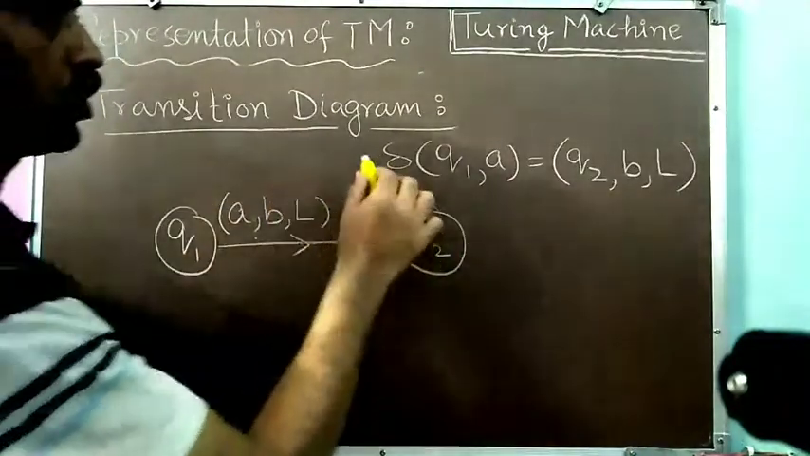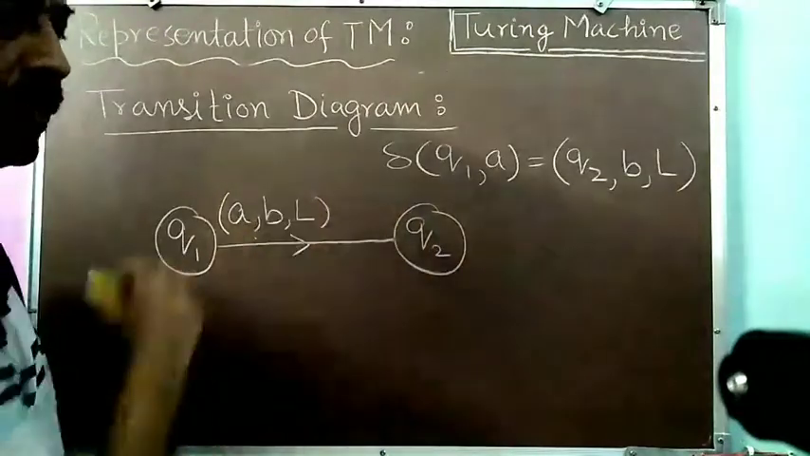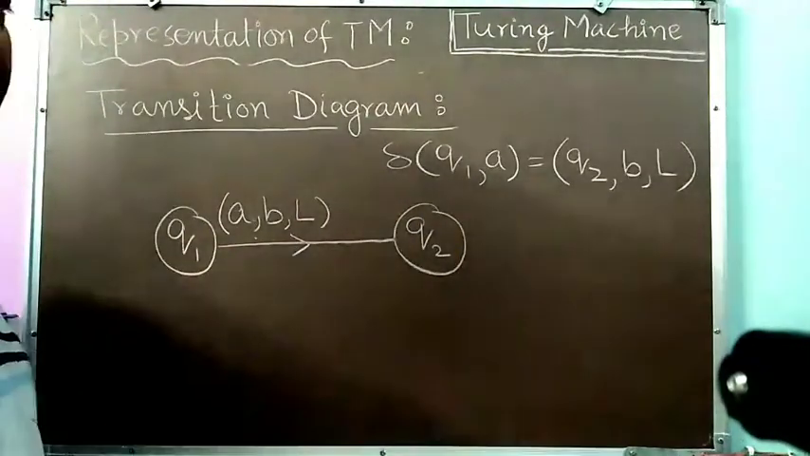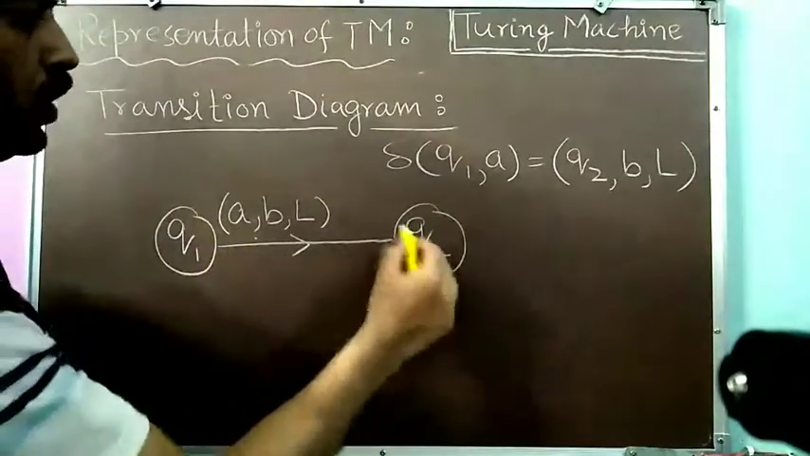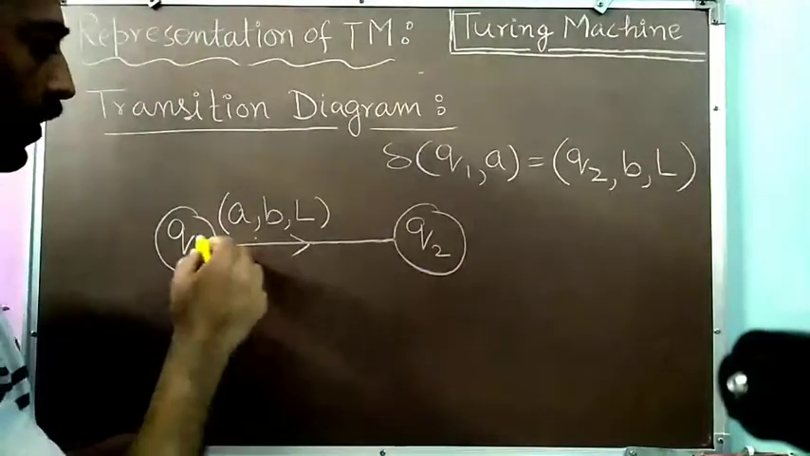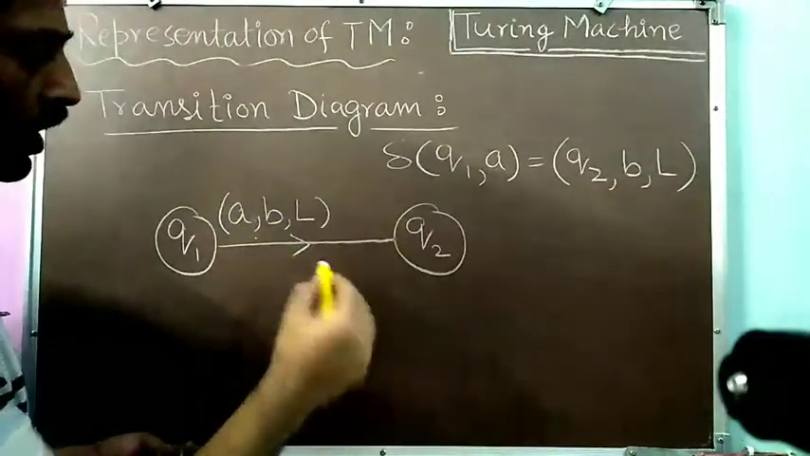So in this manner, corresponding to each transition, we can draw a figure in the transition diagram. Again, if you look at it, it is similar to the finite automaton. From one state to another state we have a transition. In the finite automaton, the transition label was the input symbol only, suppose on A only.